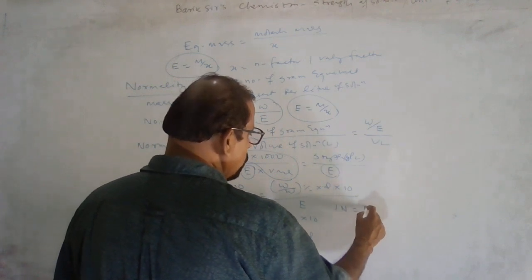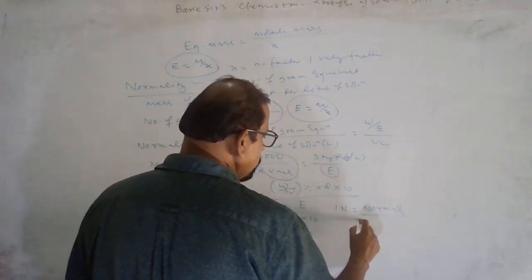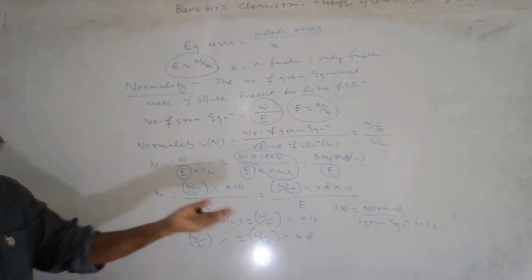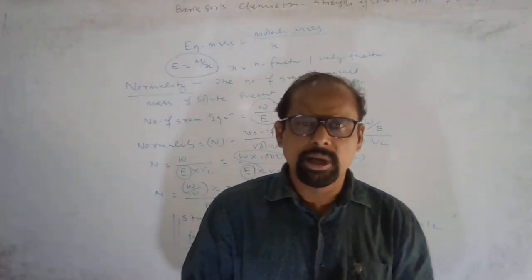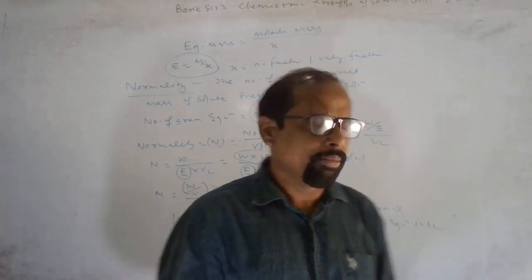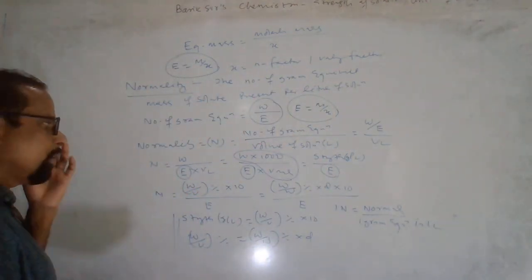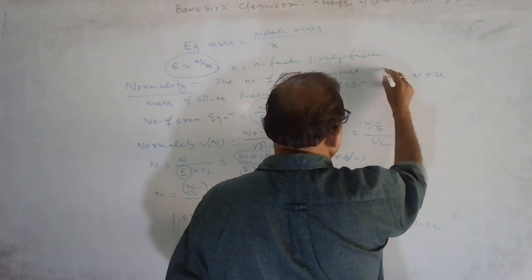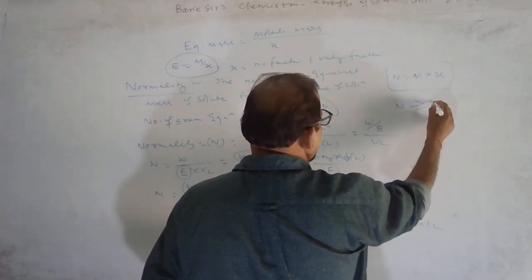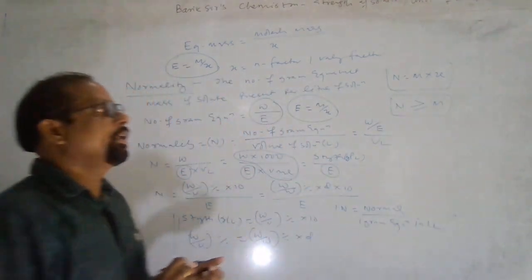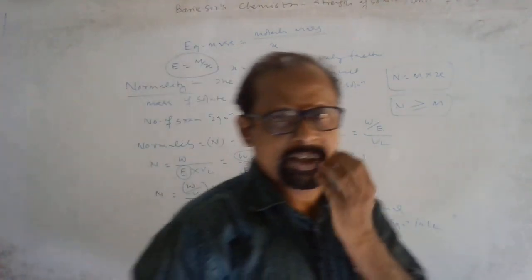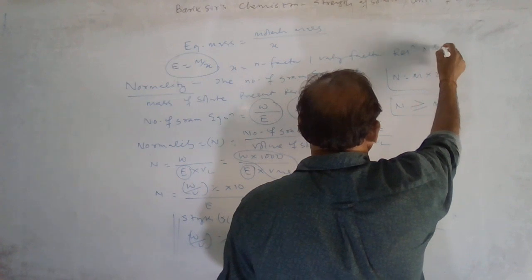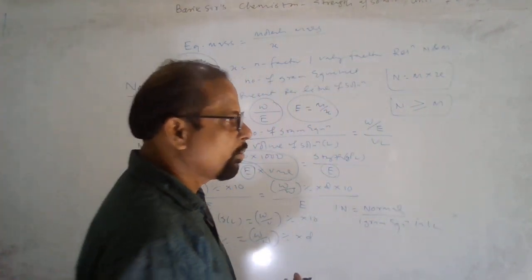So 1 N is a normal solution. One normal solution means 1 gram equivalent in 1 liter of solution. Similarly, 1 by 2 is semi-normal, then deci-normal, centi-normal, and milli-normal like this. And then normality is equal to the molarity into X. So normality is always greater than or equal to the molarity, where X is the valency factor. That is the relationship between the normality and the molarity.